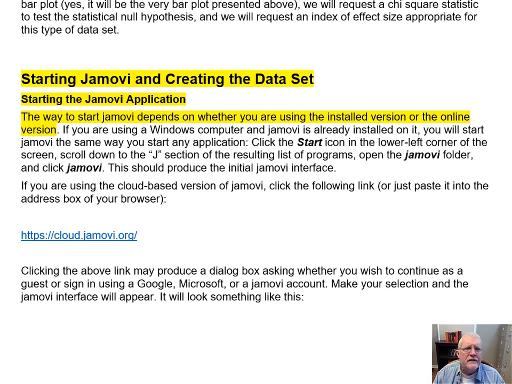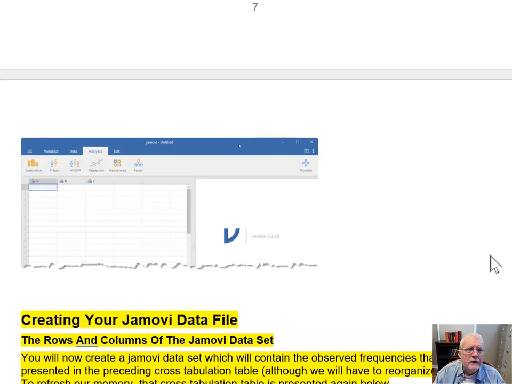Starting Jamovi and creating the data set. Starting the application. The way you start Jamovi depends on whether you're using the installed version or the online version. By this point, you've decided which of those approaches you're using, so go ahead and start Jamovi regardless of which approach you're using. Once you've started up Jamovi, you get the usual Jamovi interface, which looks something like this. Right now, it doesn't have any data. We're not going to download a data set. Instead, we're going to create a data set and add the numbers we need right into this Jamovi spreadsheet.